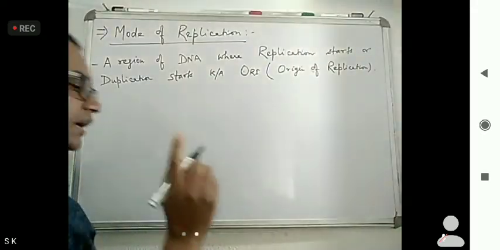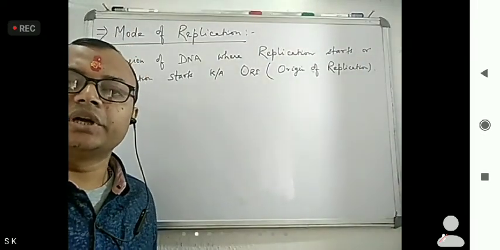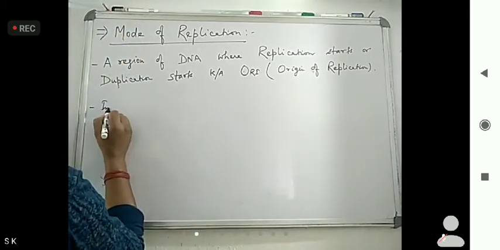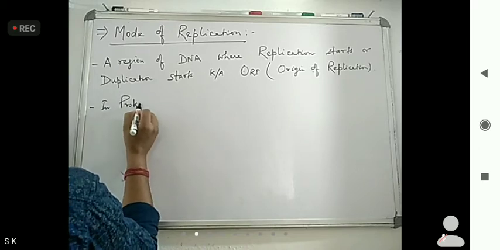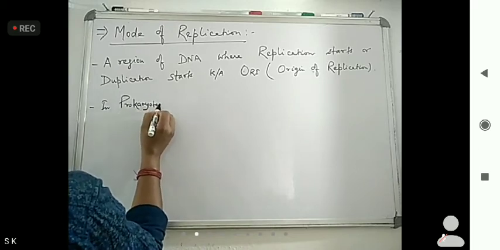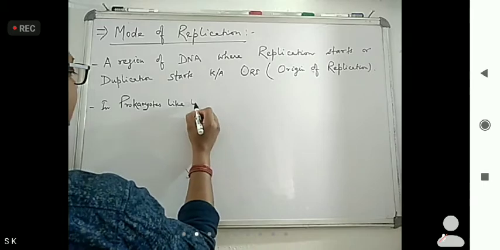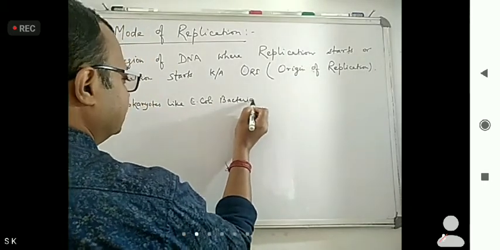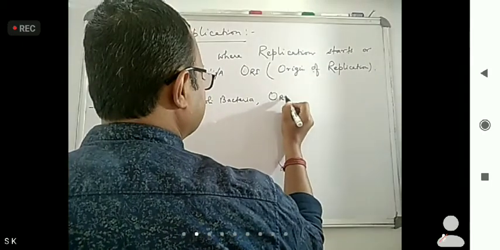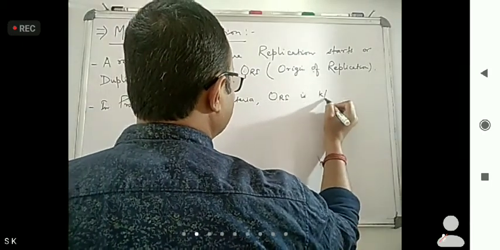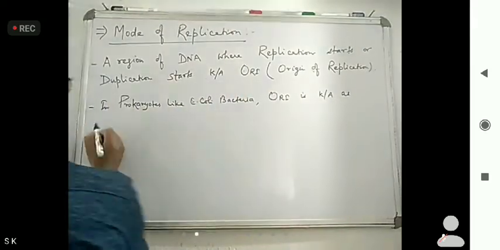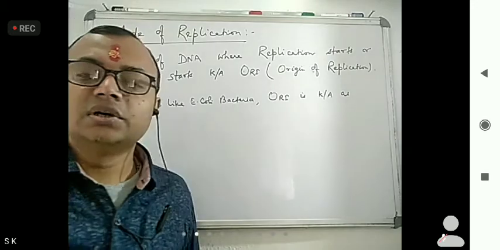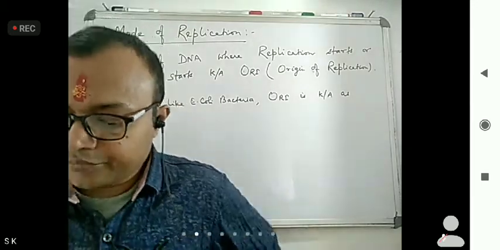Now, in prokaryotes, this ORI is known as ORI-C. So in prokaryotes, like what? Like E. coli bacteria, ORI is known as ORI-C. Okay, they are known as what? ORI-C.